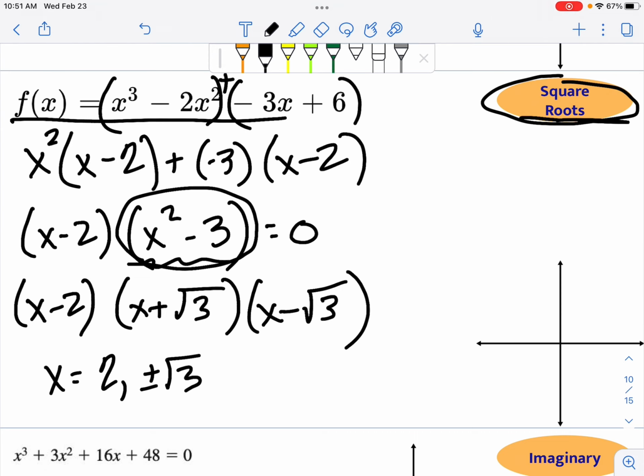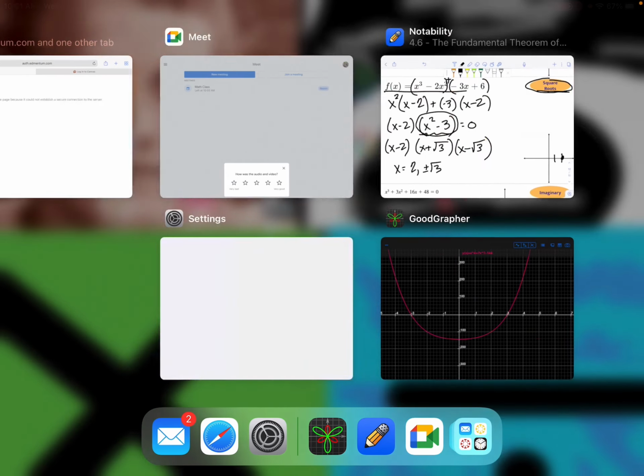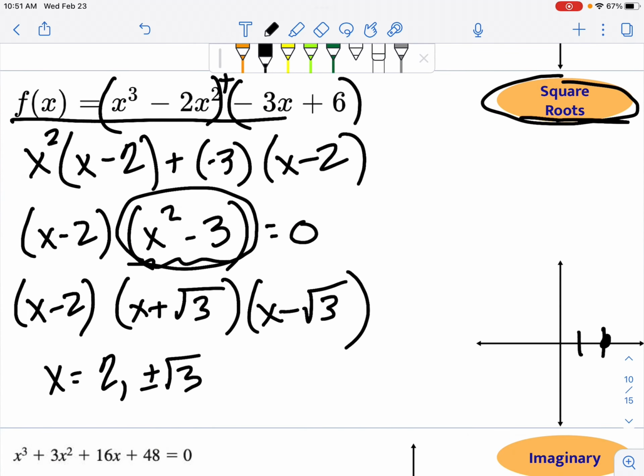So if we were to sketch this on a graph, just to double check, we would have it go through at +2, right here. Then the square root of 3, I've got to get that decimal. The square root of 3 is a little less than 2. Square root of 3 would be like right here, and negative square root of 3 would be like right here. So we could plot those points on our graph.